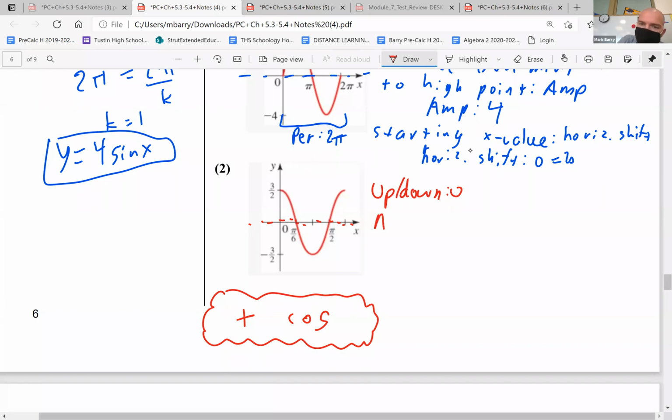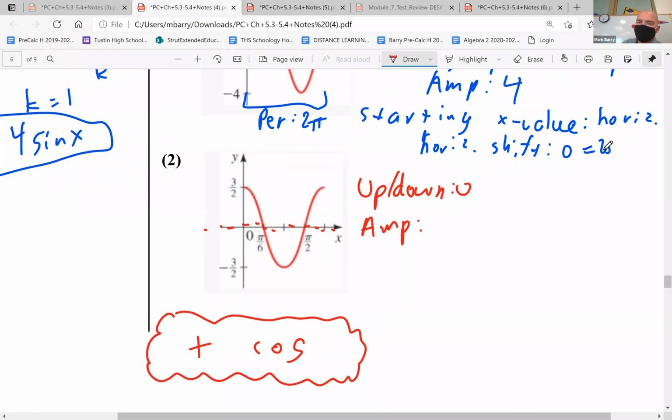All right, the amplitude, the distance from the midpoints to the high points. That's usually pretty easy to see, I think. So in this case, it's going to be 3/2, a y value of those high points, really, if your midpoints are at 0. All right, horizontal shift. Zero.